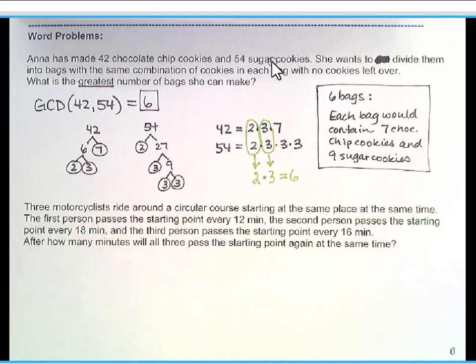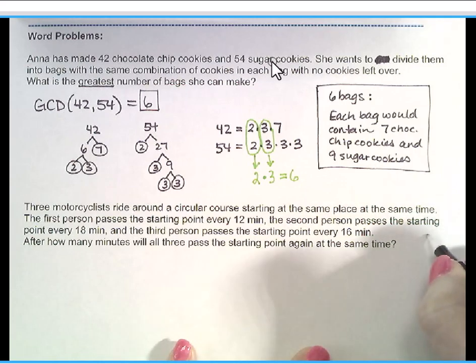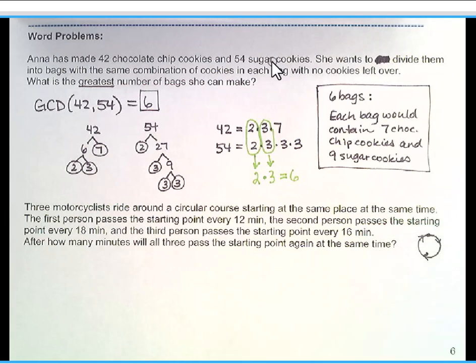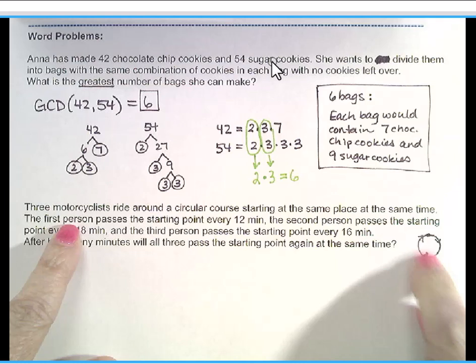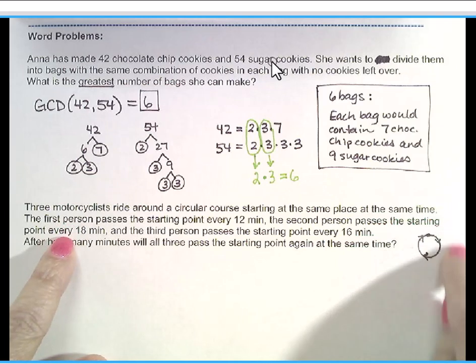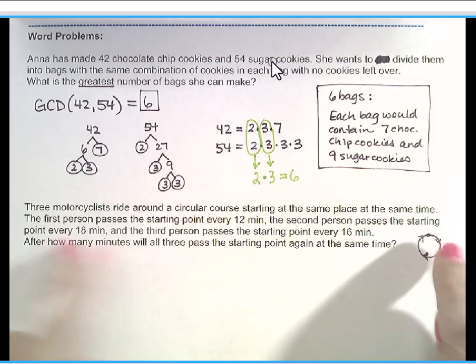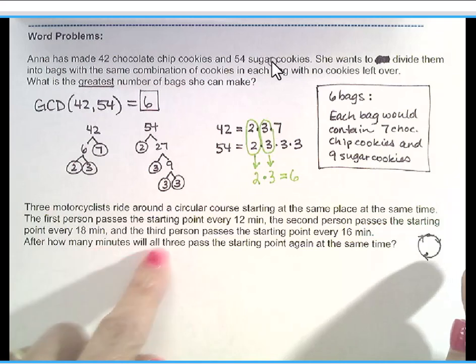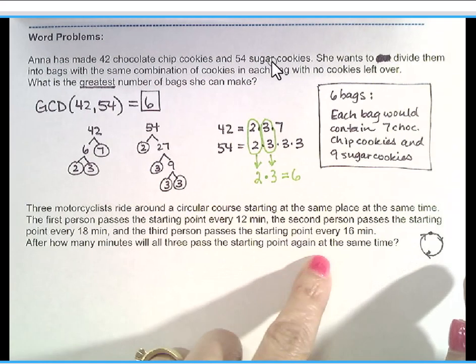Let's look at this problem. 3 motorcyclists ride around a circular course starting at the same place at the same time. So they're riding in a circle, right? So they're starting here, they're going around the circular path, just over and over and over again. The first person passes the starting point every 12 minutes. So it's a 12-minute pace around. The second person passes the starting point every 18 minutes. So they're going a little slower. It takes them 18 minutes to get all the way around. The third person passes every 16 minutes. After how many minutes will all 3 pass the starting point again?